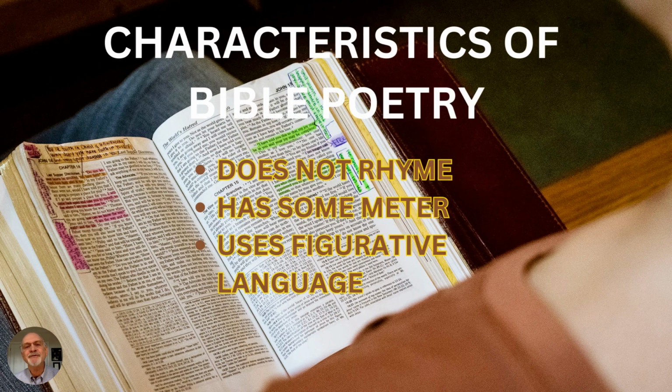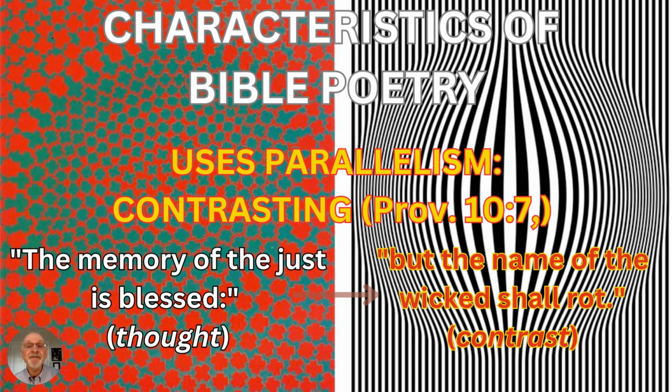Ancient Hebrew poetry does not rhyme like English poetry. Hebrew poetry uses some meter, although that's lost in translation, and figurative language, including metaphor, simile, hyperbole, etc. The dominant feature of Bible poetry is parallelism.